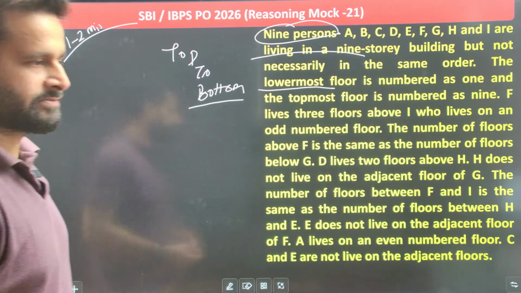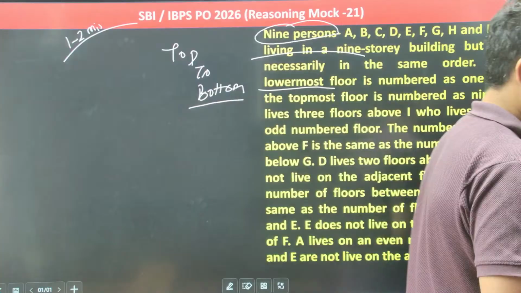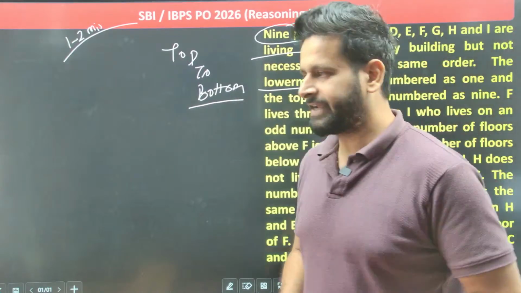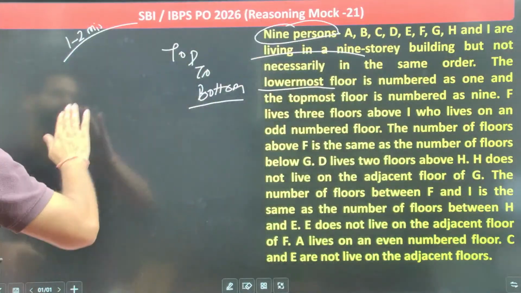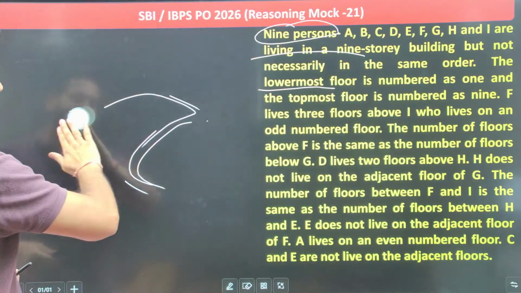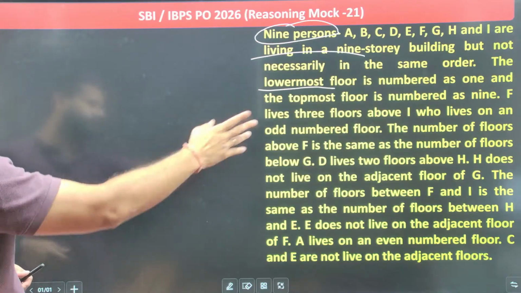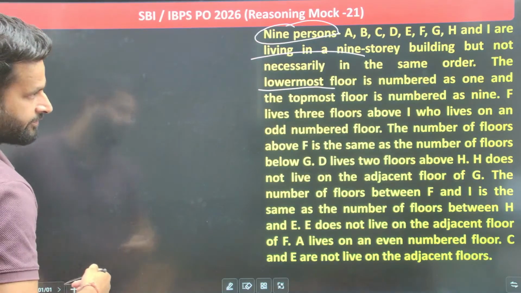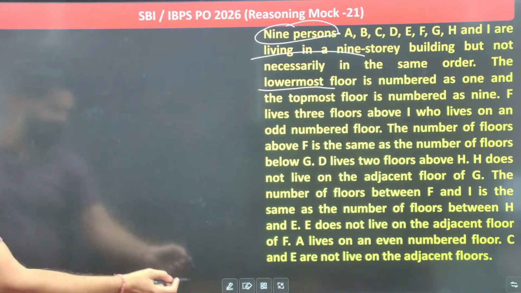Shall we see the solution? Total 9 persons, 9 floors, and let's start. The numbering they have given is the usual condition only. Lowermost is numbered 1, top floor will be 9.